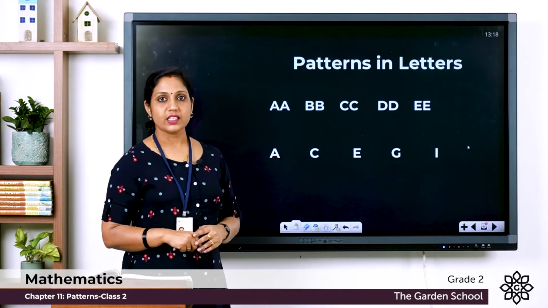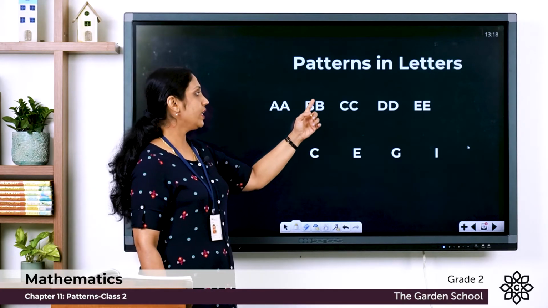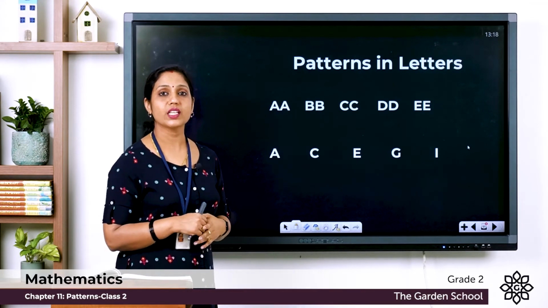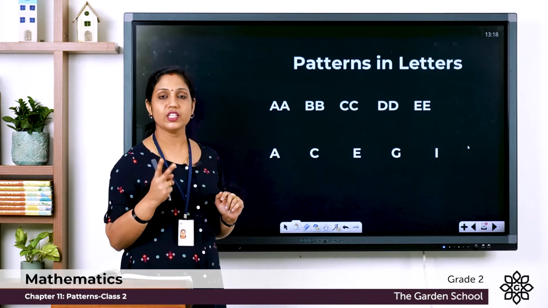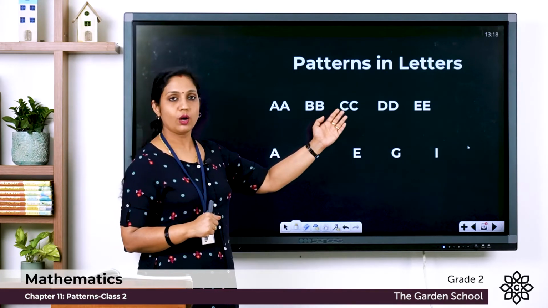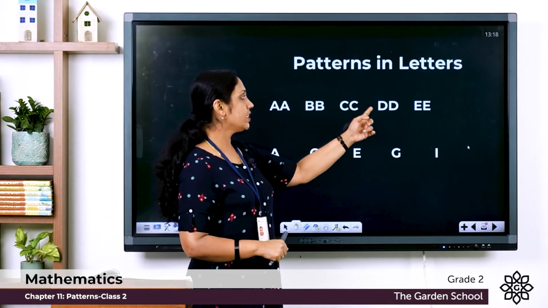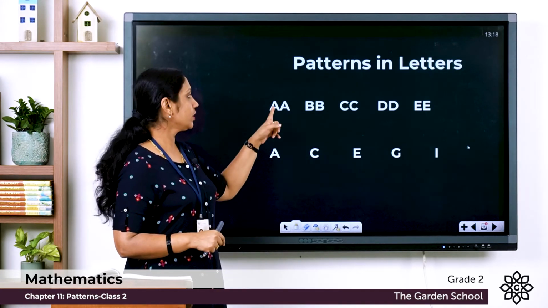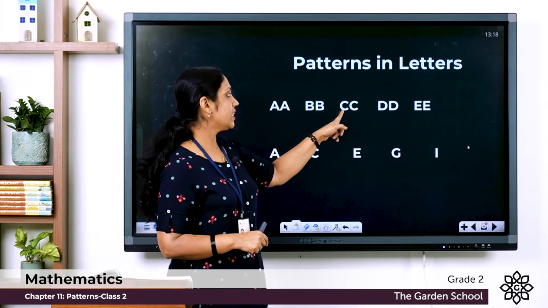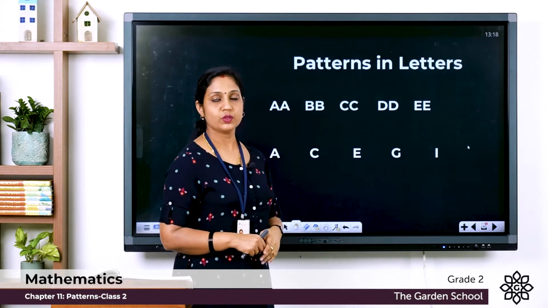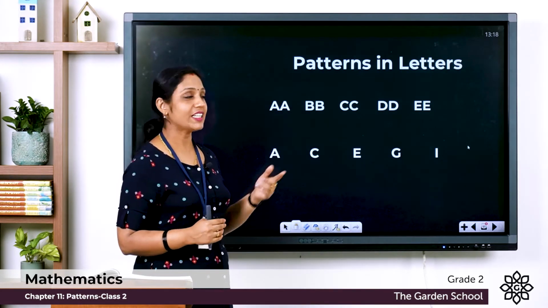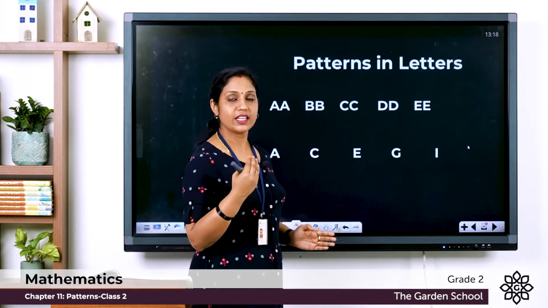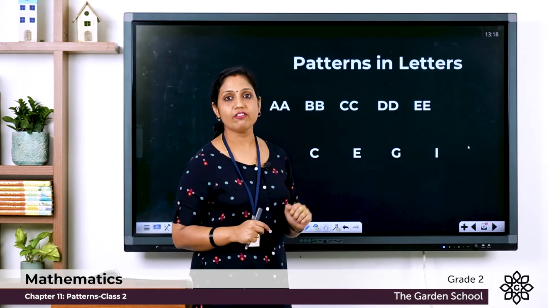Here you can see the letters A, B, B, C, C, D, D, E, E. So what did you find here? You can see that these letters are repeating 2 times. It is going in the order A, B, C, D, E. But what is the difference? The letters are repeating. Which will be the next letter in this pattern? A, B, C, D, E. So the next letter is F. So it is F, F.